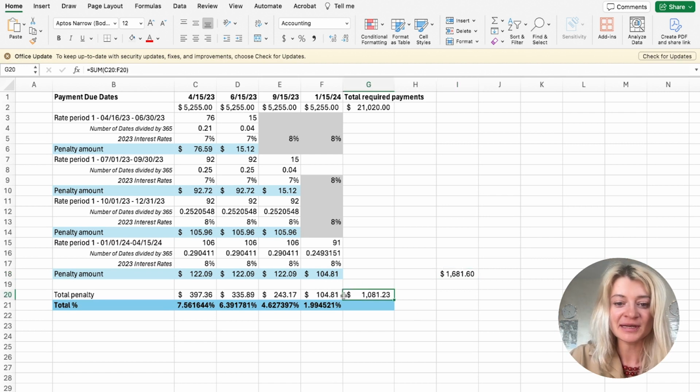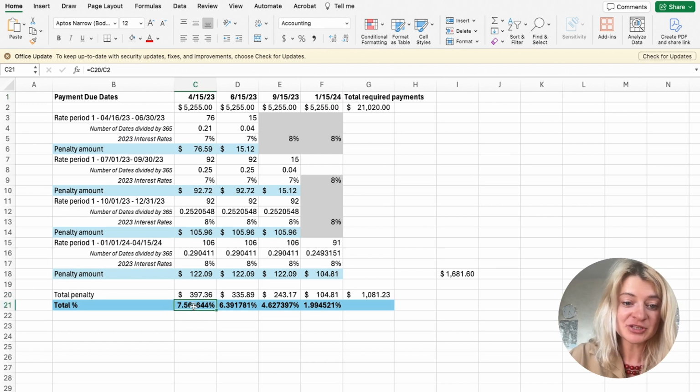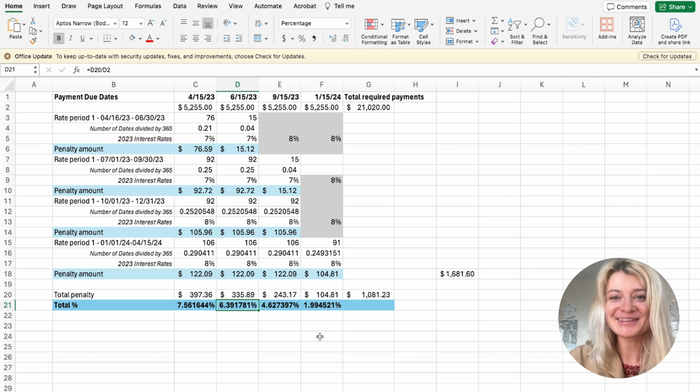It works more like gradually decreasing, because the number of days from the due date for Q4 to when it's actually supposed to be paid is not as many as for Q1, right? So obviously for Q1 we'll actually pay almost 8%, or an average between 7 and 8%, but then for Q3 and Q4 we'll pay much less. Okay, so this is how the penalties are calculated. I hope I didn't confuse you too much.